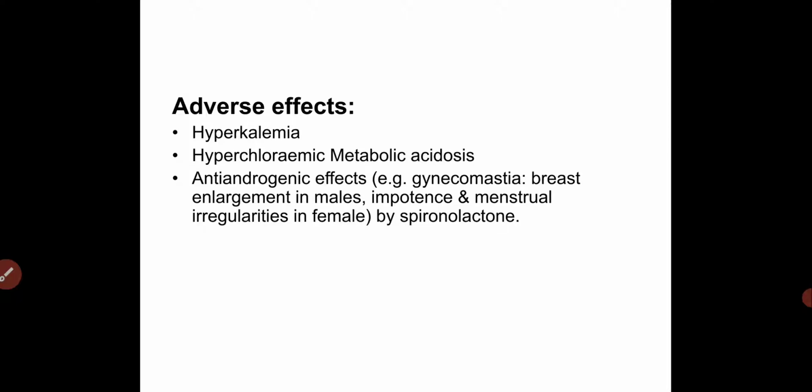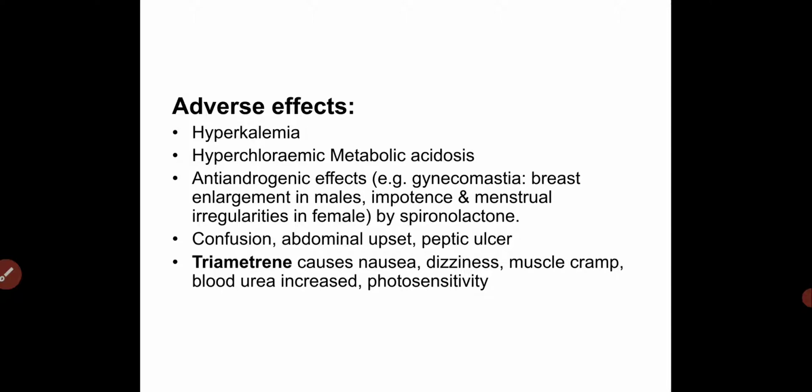And spironolactone particularly has an anti-androgenic effect. So there is gynecomastia, breast enlargement in males, there is impotence in males, and there are menstrual irregularities in females. It's due to spironolactone. Eplerenone has fewer adverse reactions than spironolactone. Also with spironolactone, there are chances of gastric upset, peptic ulcer, and confusion.